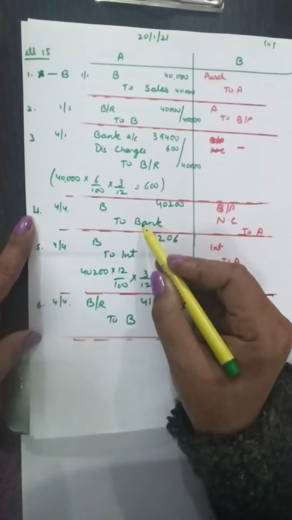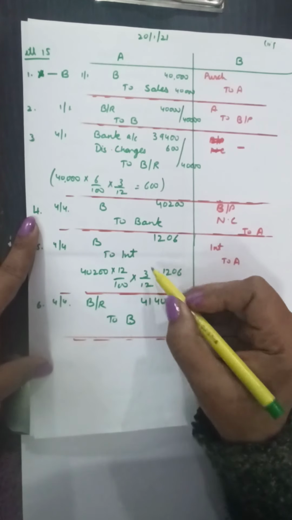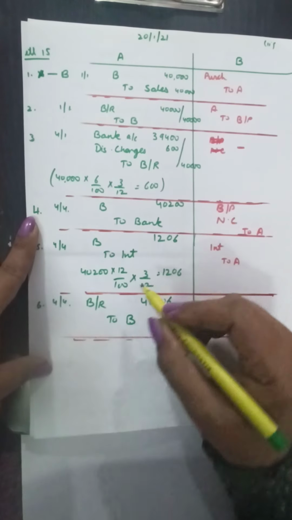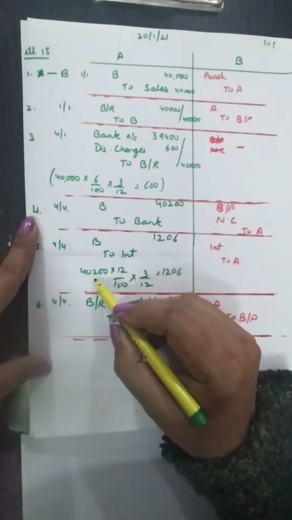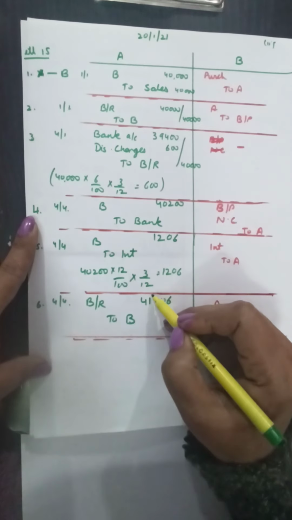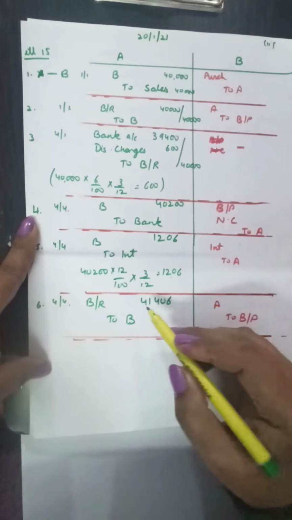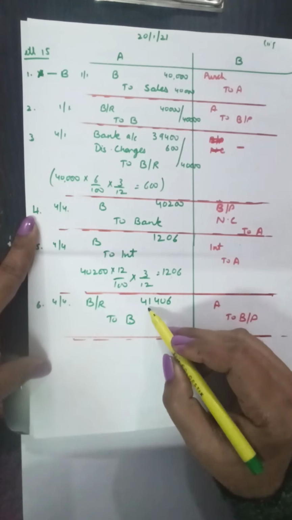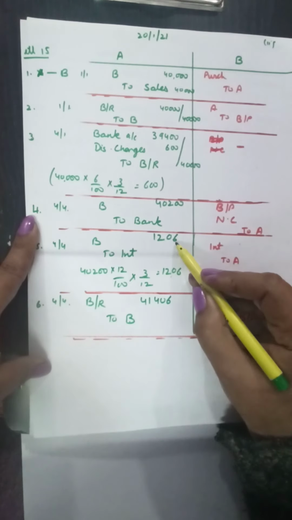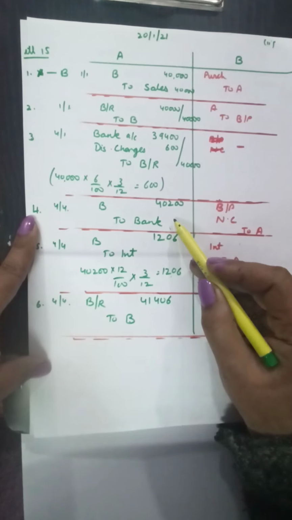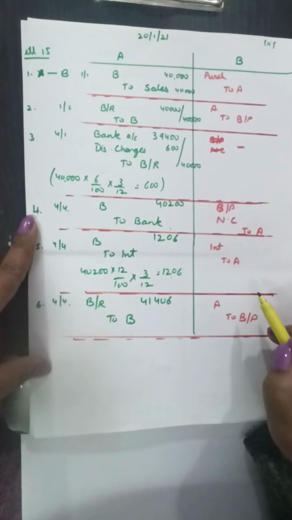Next, on 4th of April, he also pays the interest. Interest will be at the rate of 12% for the duration of the extended bill. B to interest. The bill is renewed for 3 months, 40,000 inclusive of the noting charges here. So inclusive of the noting charges of 200, 40,200 into 12% into 3 by 12, it comes to 1206. 1206 is the bill interest to A here. Then BR to B for rupees 41,406. 41,406 is this 40,200 bill plus this amount of interest 1206. So it comes to 41,406. This plus this is the new bill, and the new bill is accepted and it is paid on the due date.